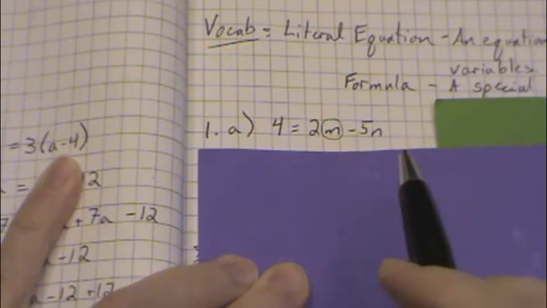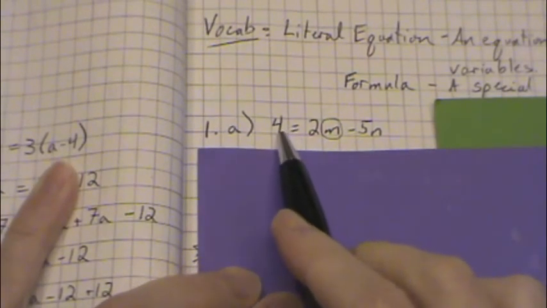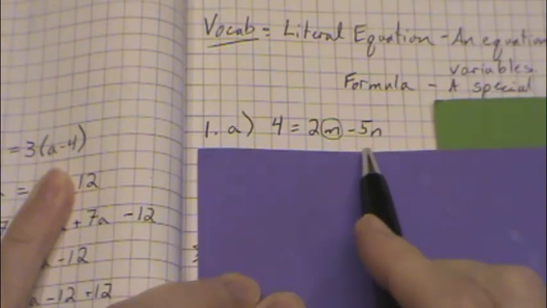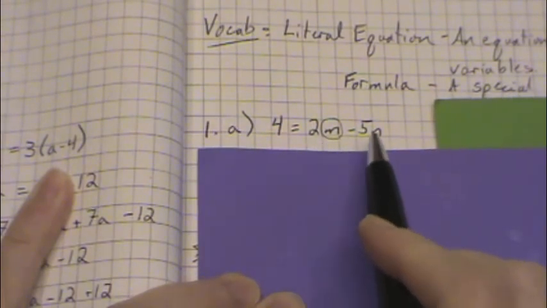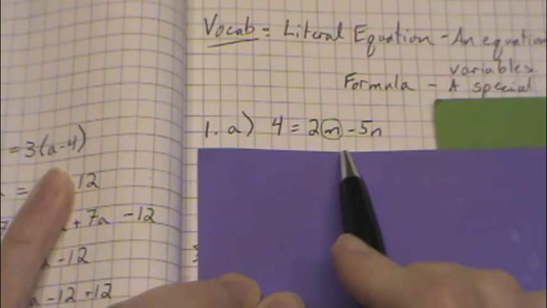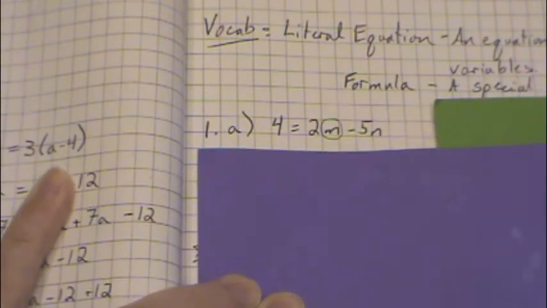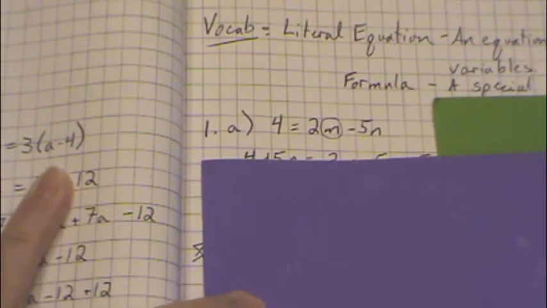Problem 1, the A part, is this equation, 4 equals 2m minus 5n. It's another literal equation because it has 2 variables in it. They want you to solve the equation for m, which is why I circled m so that I could remember what I was trying to do. That's your first step.